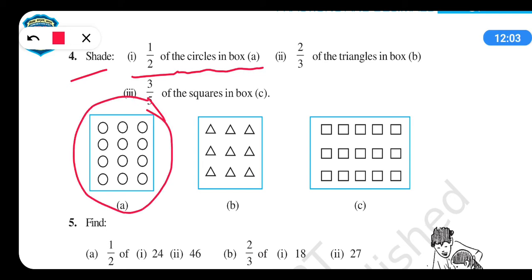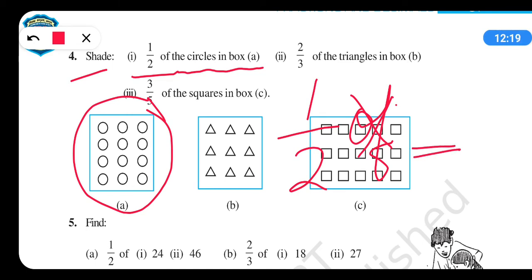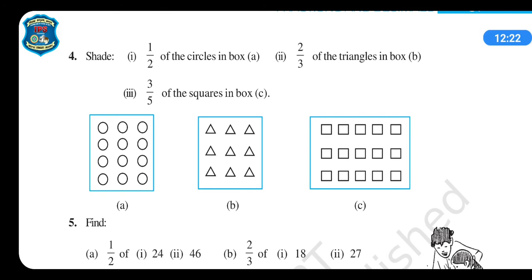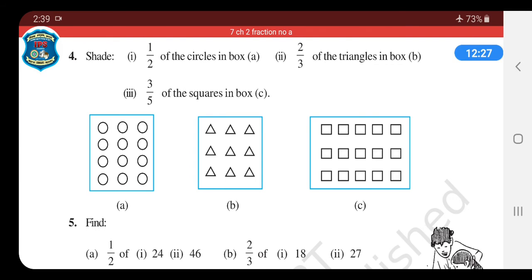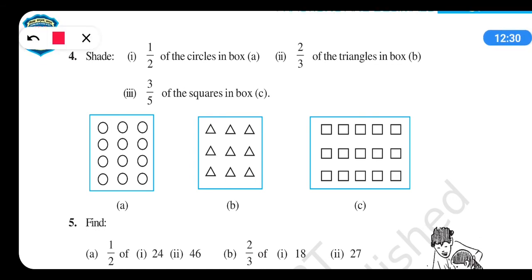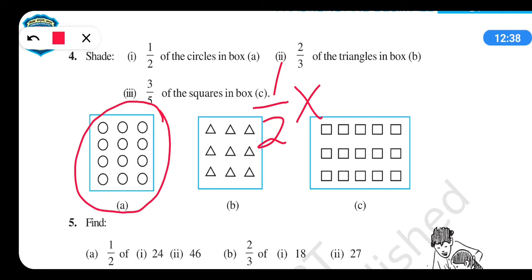In this box there are many circles. You have to shade 1 upon 2 of these. 1 upon 2 of means multiply, of means multiply, how many. So first you have to find the value. 1 upon 2 of, now first you have to count the number of circles here. So 1 2 3, right.